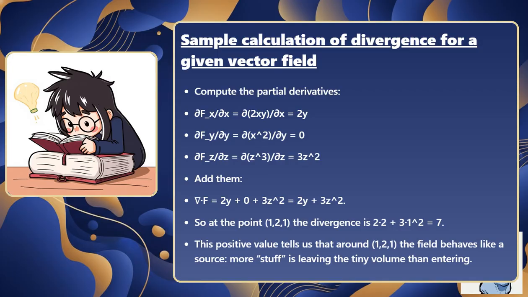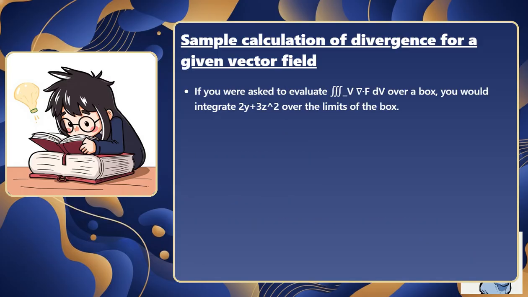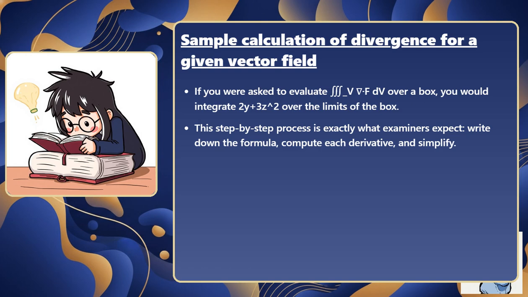This positive value tells us that around (1, 2, 1) the field behaves like a source. More stuff is leaving the tiny volume than entering. If you were asked to evaluate the triple integral over V of divergence of f dV over a box, you would integrate 2y plus 3z squared over the limits of the box. This step-by-step process is exactly what examiners expect. Write down the formula, compute each derivative, and simplify.